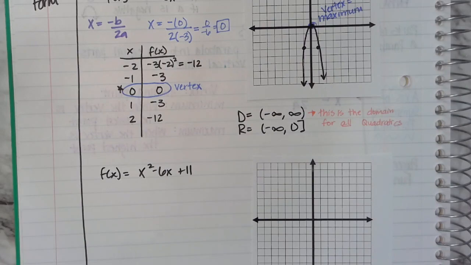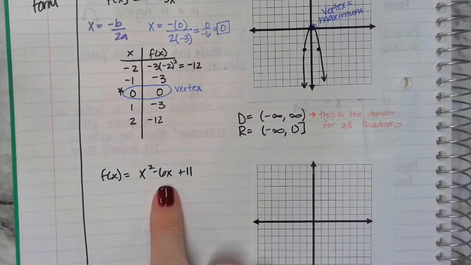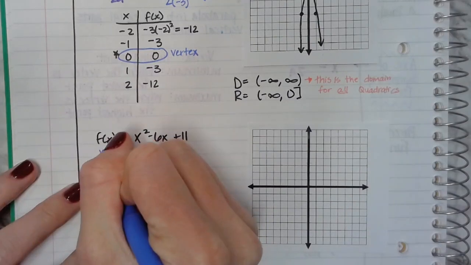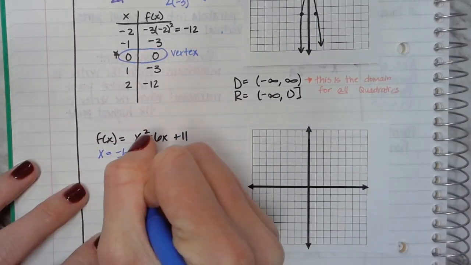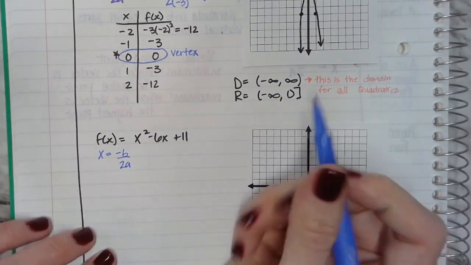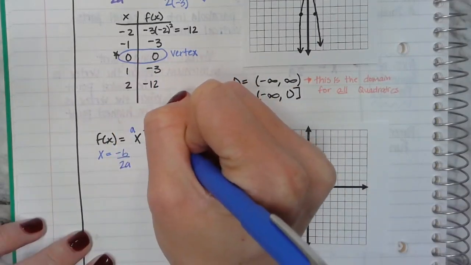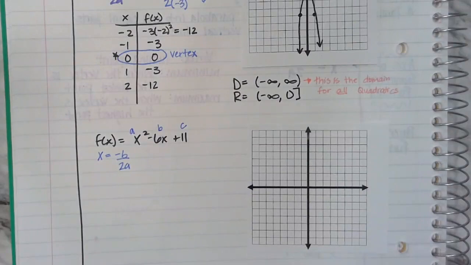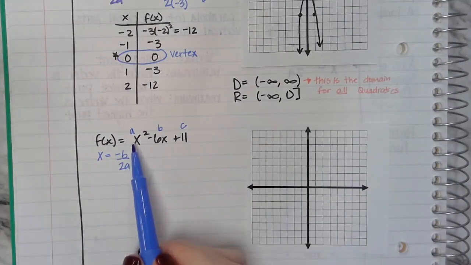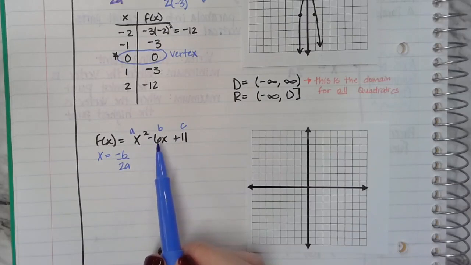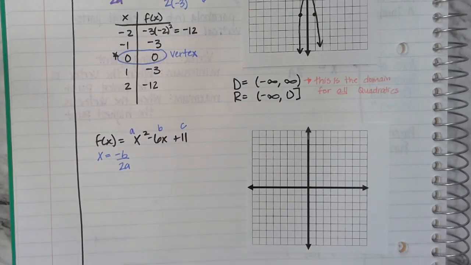All right, so let's try this one. f of x equals x squared minus 6x plus 11. Step 1, use the axis of symmetry formula to find the vertex. So we've got x equals negative b over 2a. Looking at this now, I have all three terms, so I have a, b, and c. There is no number in front of x squared, so my a term is a positive 1. My b term is a negative 6, and my c term is a positive 11.